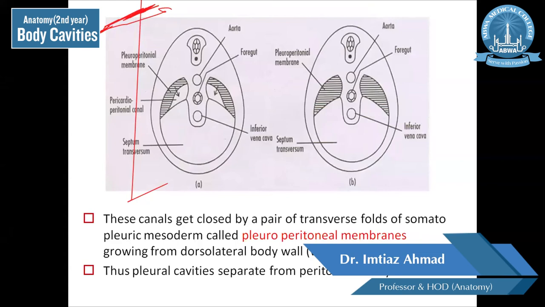These canals get closed by a pair of transverse folds of somatic pleural mesoderm called the pleuroperitoneal membranes, growing from the dorsal lateral body wall inwards. Thus, pleural cavities separate from the peritoneal cavities. So, pleuroperitoneal membranes separate the pleural cavities from the peritoneal cavity.